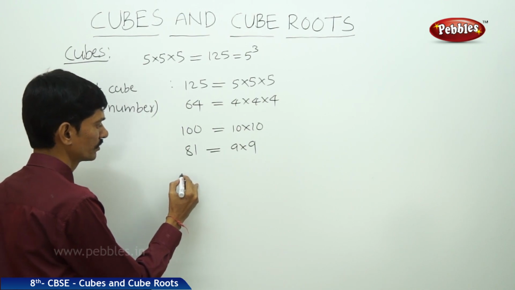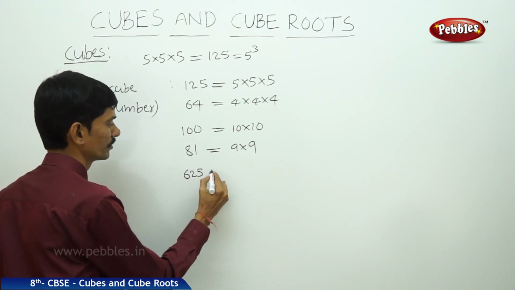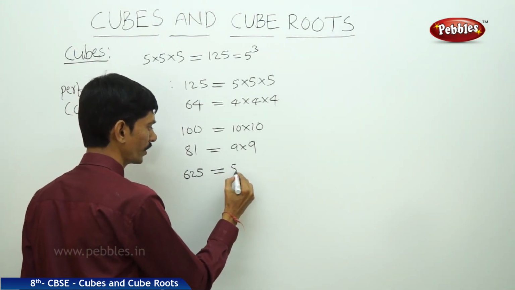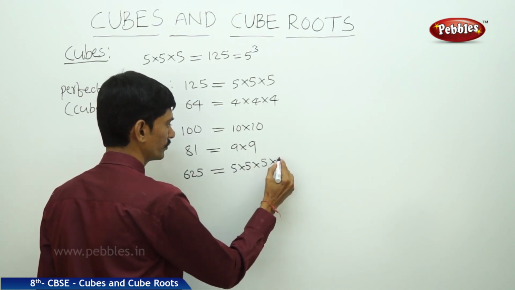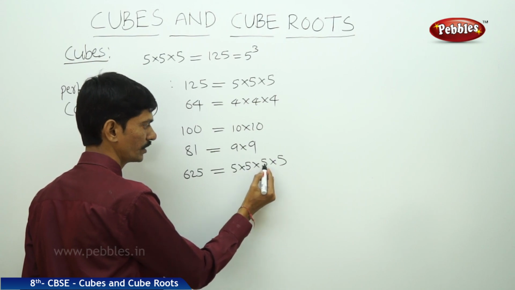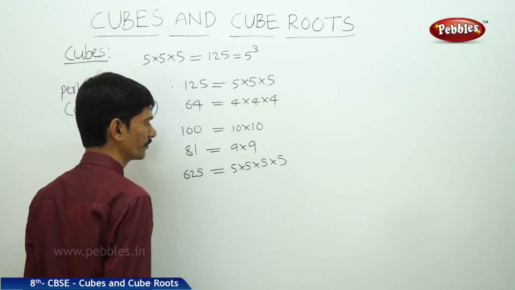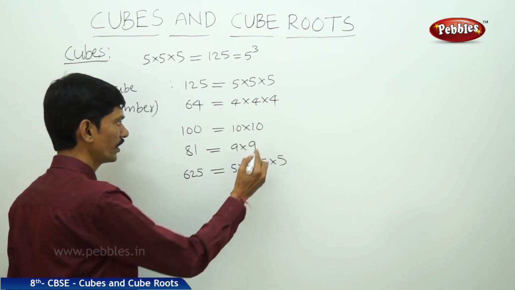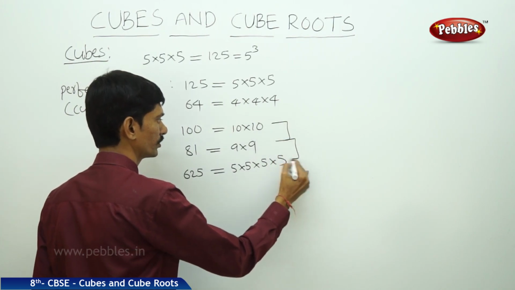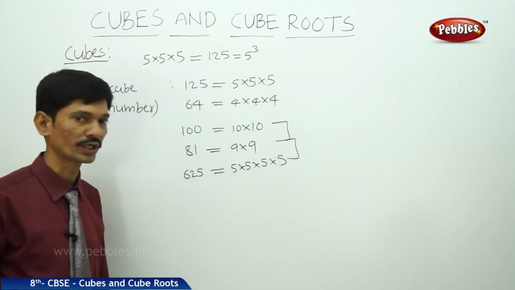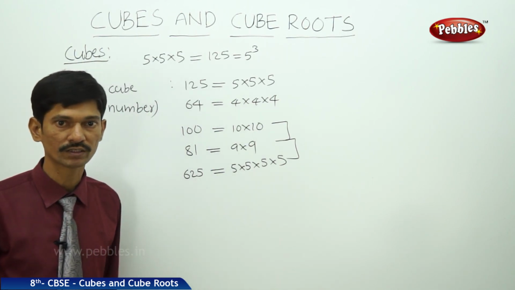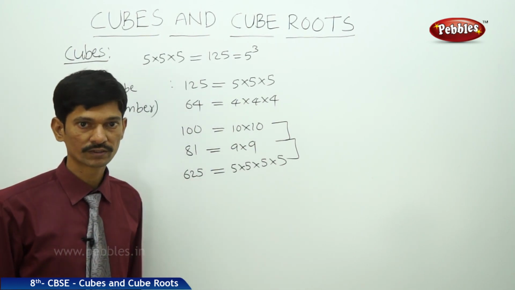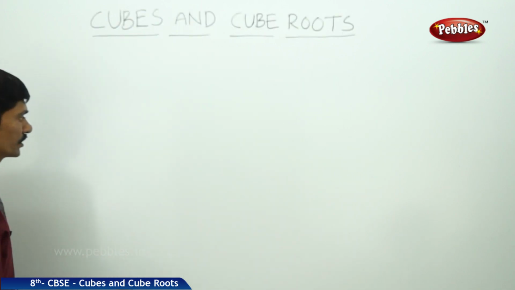Then what about 625? Now let us see the factorization of 625. Here 625 can be written as 5 into 5 into 5 into 5. 5 5s are 25, 25 5s are 125, and 125 5s are 625. So this is also not a perfect cube, or not a cube number. Whereas 100, 81 and 625 can be written as a product of two equal factors. So these numbers are known as square numbers or perfect squares, but these are not perfect cubes.